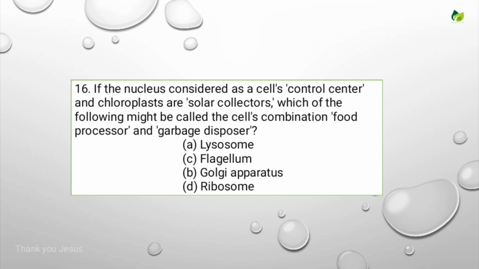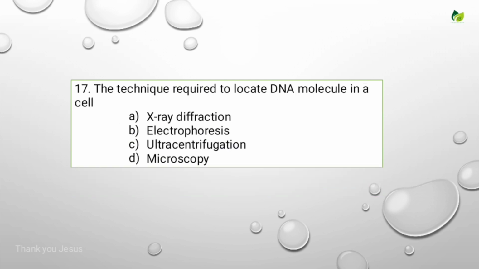If the nucleus is considered as a cell's control center and chloroplasts are solar collectors, which of the following might be called the cell's combination food processor and garbage disposer? Options are lysosome, flagellum, Golgi apparatus, ribosome. Yes, lysosomes are considered as food processors as well as garbage disposers. Let's see the next question.